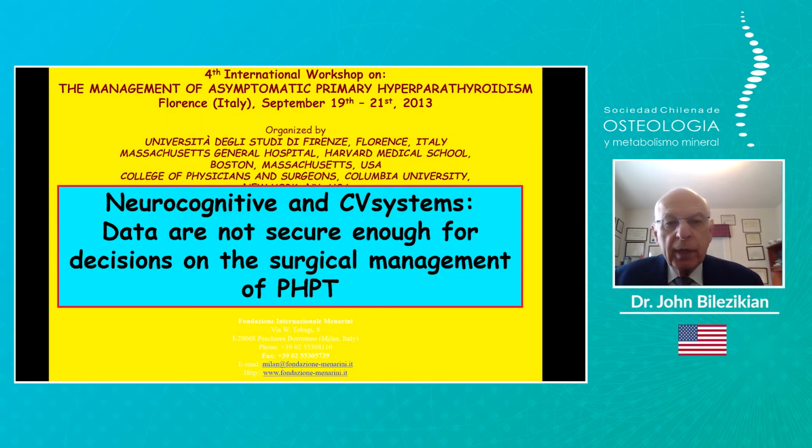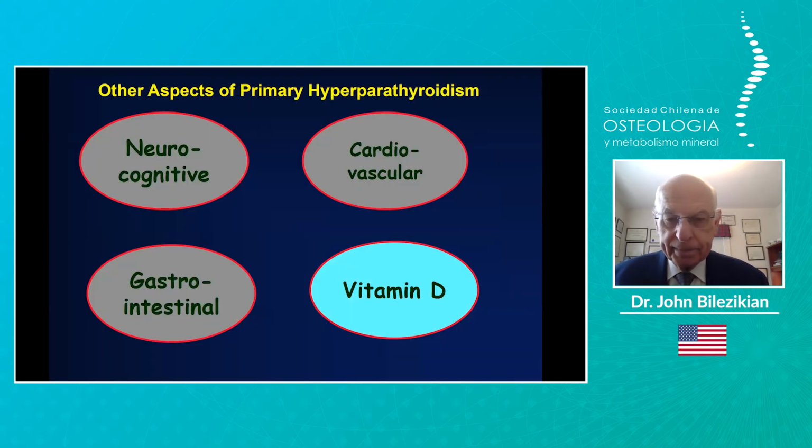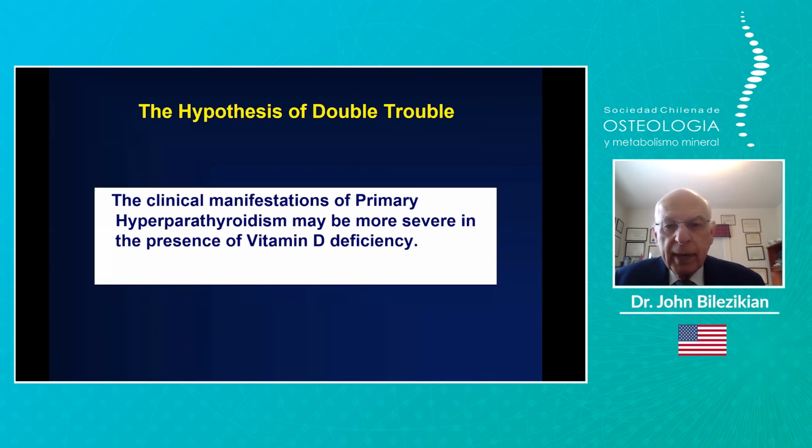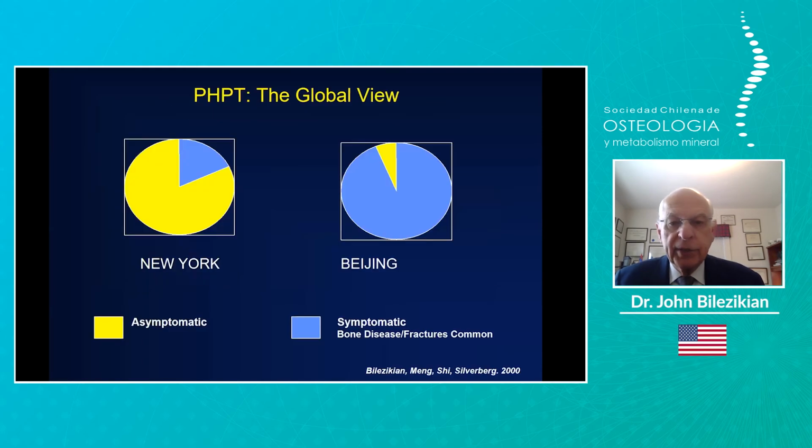So with regard to neurocognitive and the cardiovascular systems, the data are simply not strong enough to allow us to make decisions on surgical management. Now, a little bit more certain are data with respect to vitamin D. This is an old hypothesis that the clinical manifestations of primary hyperparathyroidism may be more severe in the presence of vitamin D deficiency.